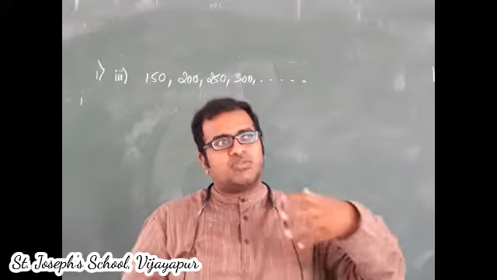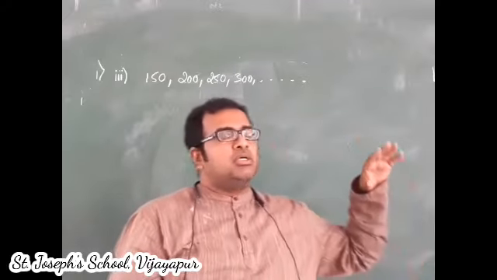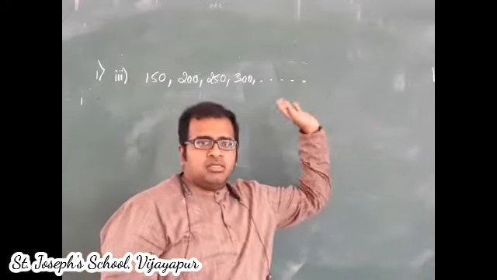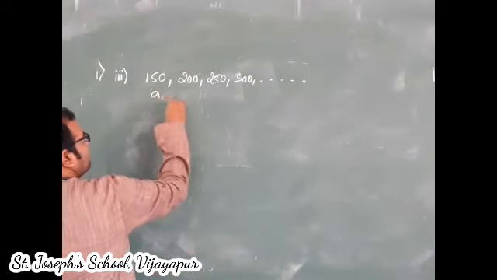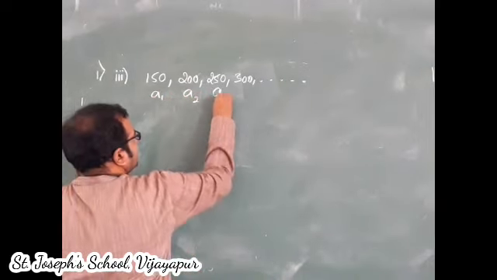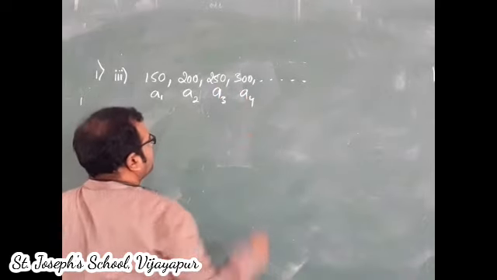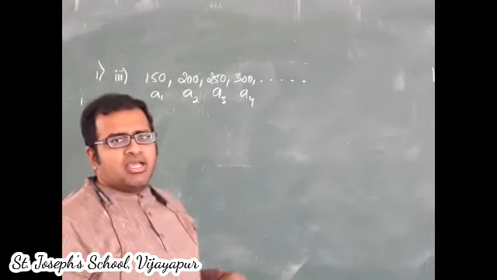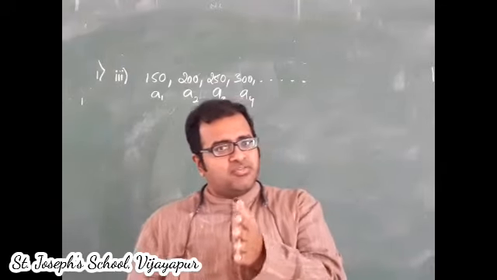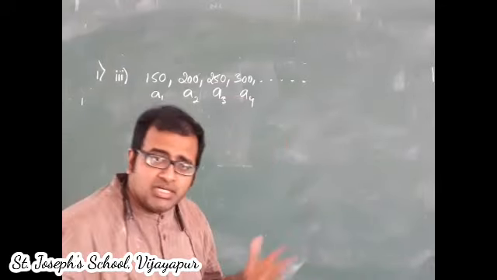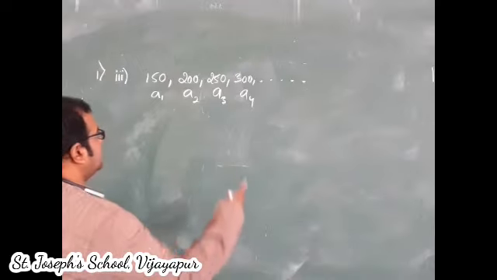Again I am telling you, the last term cannot be mentioned because it's not a finite sequence. If the sequence was finite, you could tell this is the last term. Here it is infinite, they have not told the last term. So let us name these as A1 first term, A2 second term, A3 third term, A4 fourth term. How do we verify the given sequence? Consecutive terms, find the difference. If the difference is same, then it is arithmetic progression. Let us try.